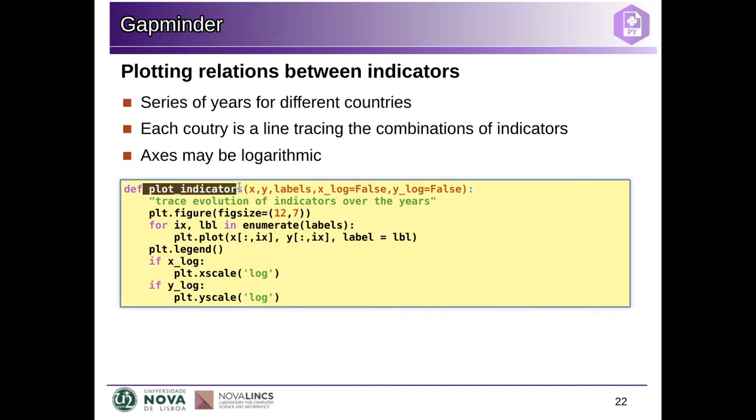We use this plot indicators function where we give a matrix with the x values. So each column of this matrix will correspond to the values of some indicator for each country that we're going to use for the x coordinate. Then we also give a matrix with the indicators for the y coordinate and the labels, which are the names of the countries. So the labels are in the same order as the countries in the column. So the first label corresponds to the first column in matrix X and the first column in matrix Y.